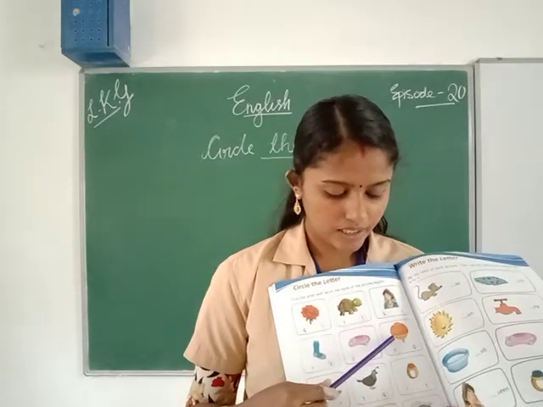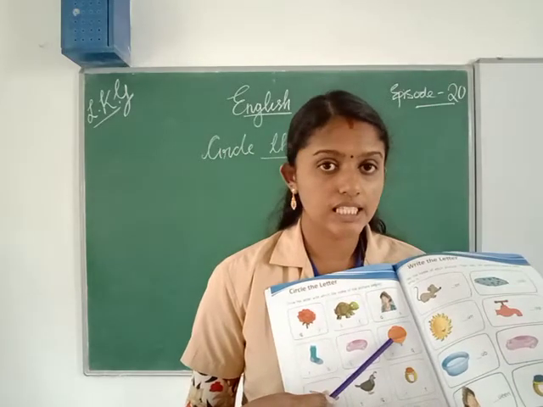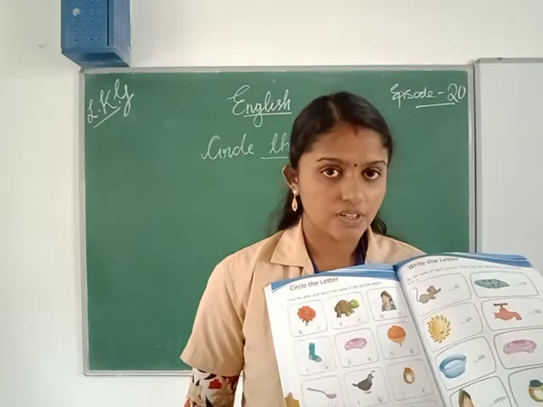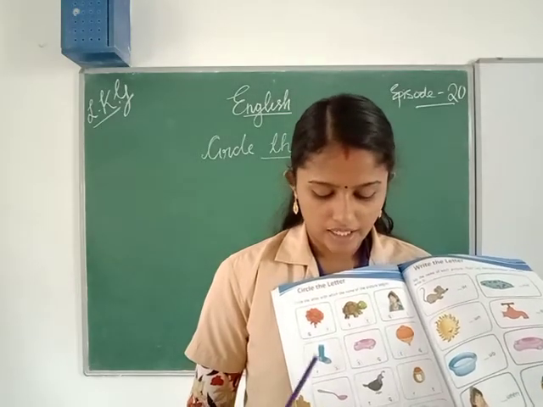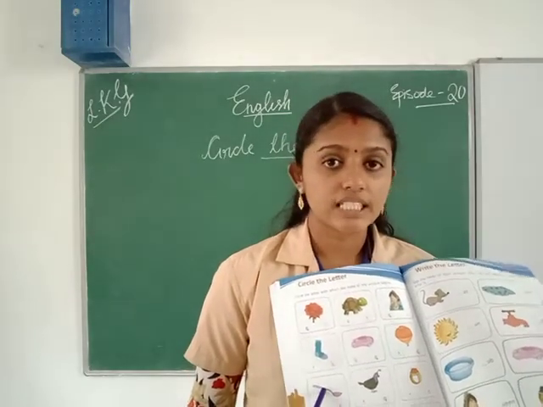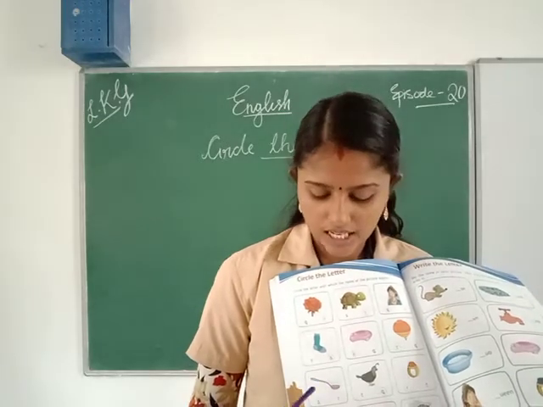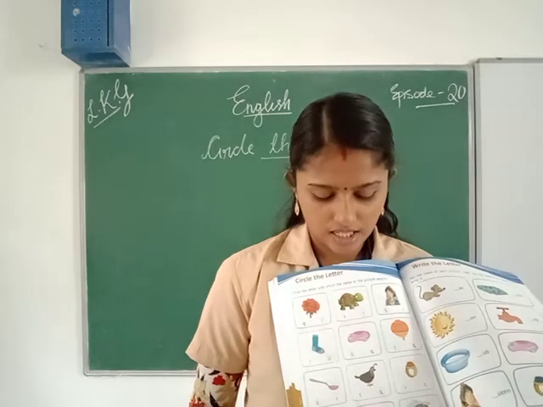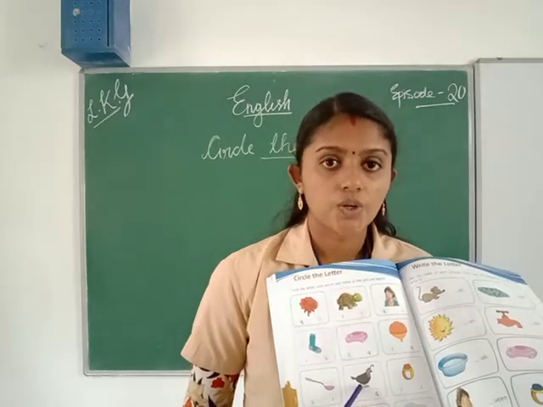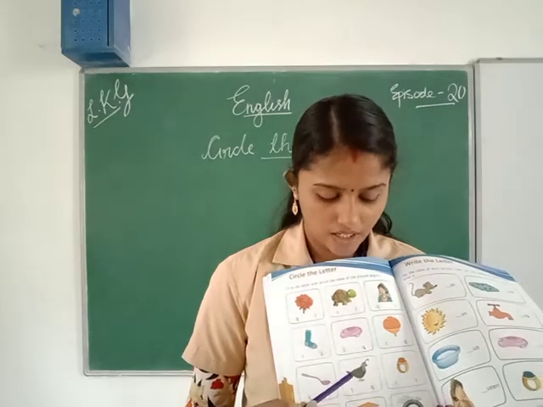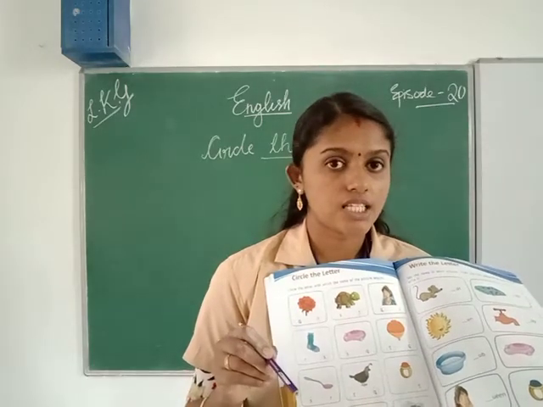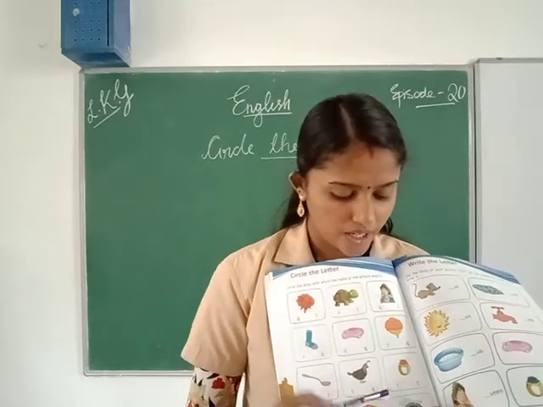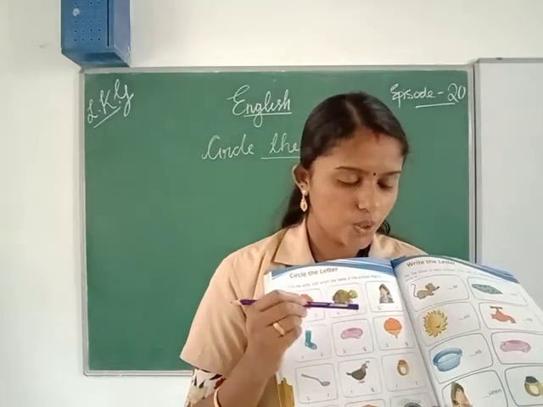Yes. Next one. What is this? Top. Which letter is first? T. Next, spoon. What is this? Spoon. Listen, spoon. Which letter is first? Yes. Next one. Quill. What is this? Quill. Okay, which letter is first? Q. So you circle Q.